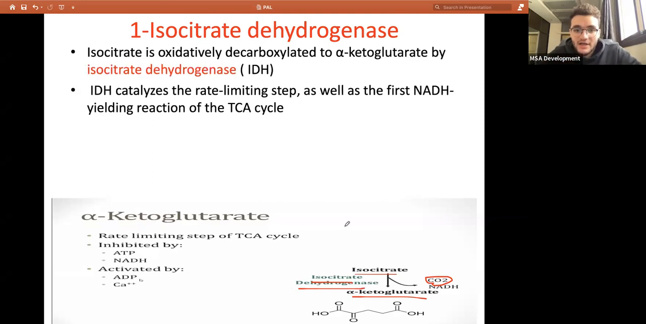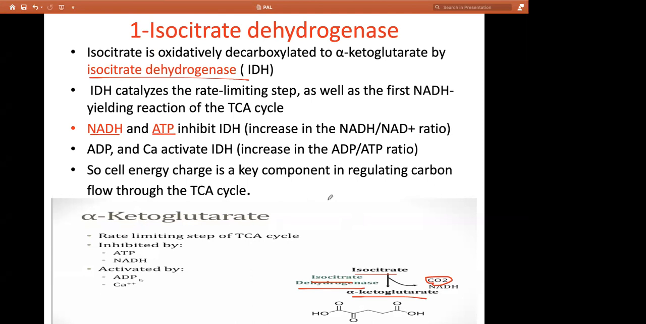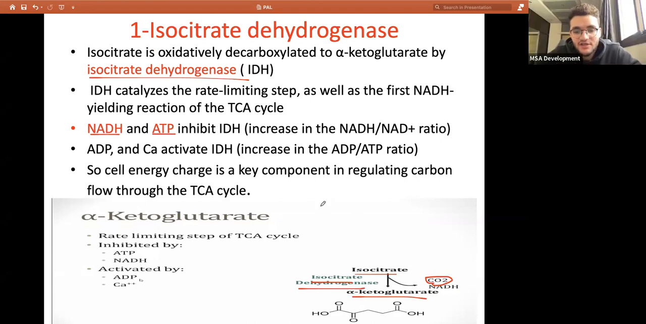Why is it important to know the rate limiting step? Because it's the most regulated. So let's say we have a lot of ATP and a lot of NADH. What is going to happen to isocitrate dehydrogenase? Negatively inhibited, okay, it'll slow down. It's going to inhibit isocitrate dehydrogenase because the main point of the Krebs cycle is to produce ATP and NADH, right? So if you have a lot of NADH or a lot of ATP, it's going to inhibit this step.